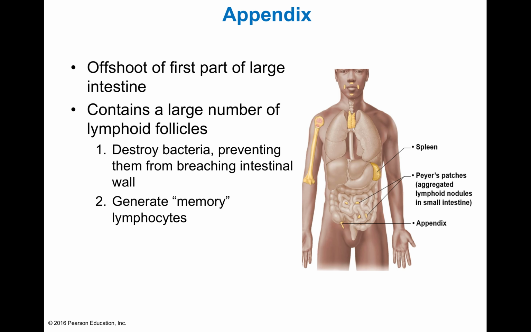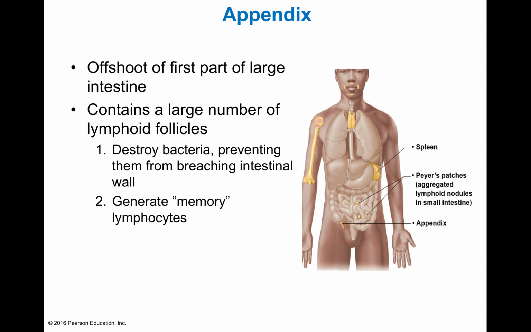They also play a major role in creating memory. What I mean by memory is this: a lot of times when you get exposed to a bacteria or virus for the first time, it takes a while for your body to respond to that. However, if you have a second exposure to the same virus or bacteria, your body responds much faster, because your immune cells now have memory of the original bacteria and virus.